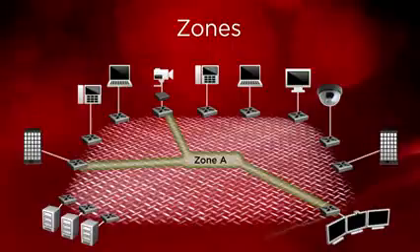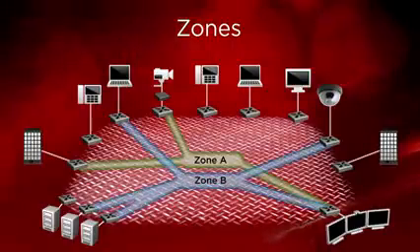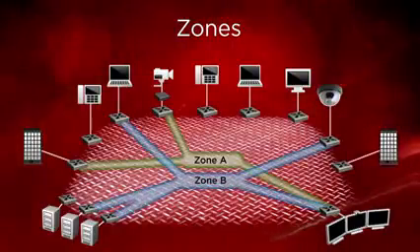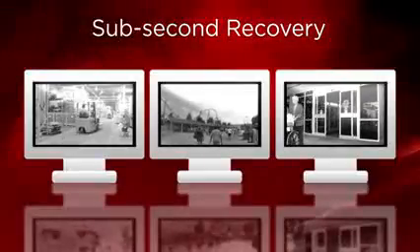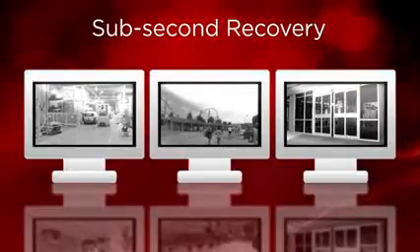Critical surveillance traffic can be isolated from other corporate backbone traffic for security or regulatory purposes. In the event of a network failure, video recovery is sub-second. At most, you lose a few video frames. Users are unlikely even to notice. Sound too good to be true?